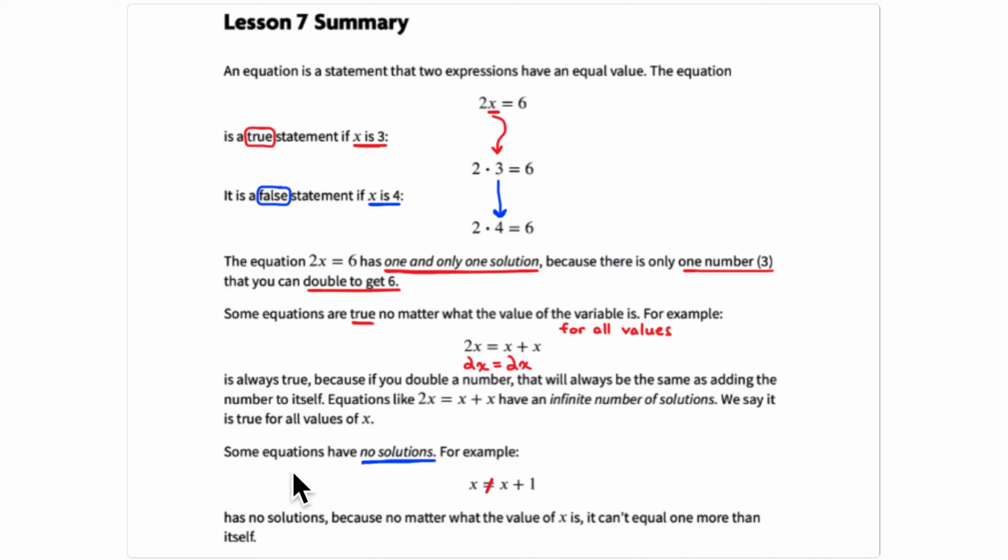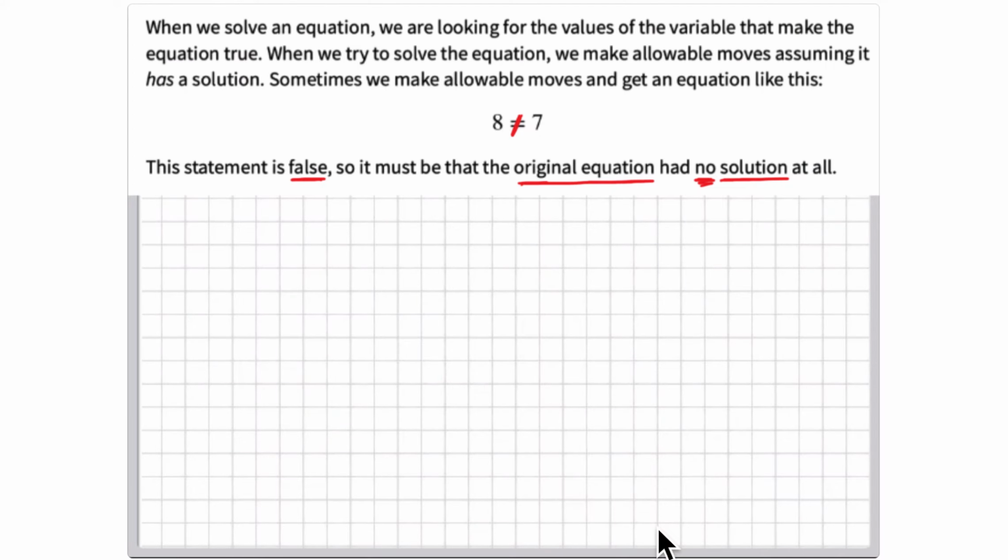And finally, you can have equations where there are no solutions for x. So x is never equal to x plus 1. You can't make those equal because you take some value and you add 1 to it. It can't be the same as the original value. It cannot be true.